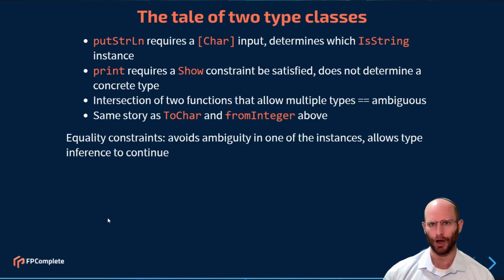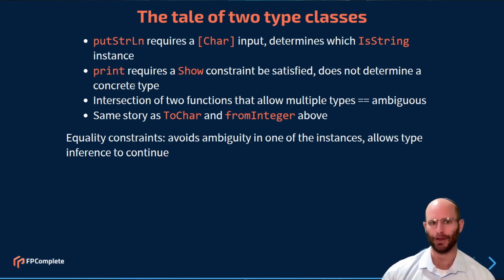putStrLn has a concrete input type of a list of chars. The input is always a list of chars, and therefore type inference is kicking in perfectly. We know, based off of the usage of putStrLn, or the compiler knows, in fact, that we are trying to use the String instance of IsString. Cool. Print is different.